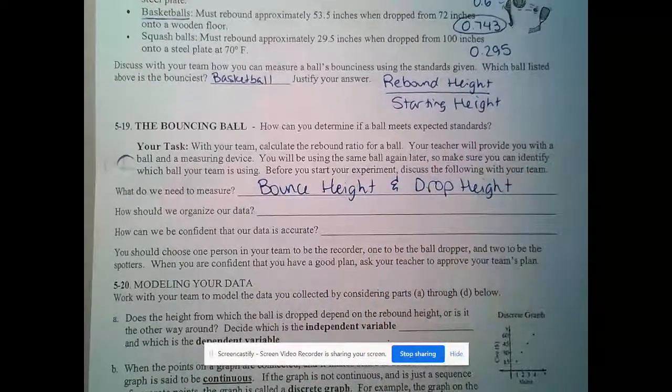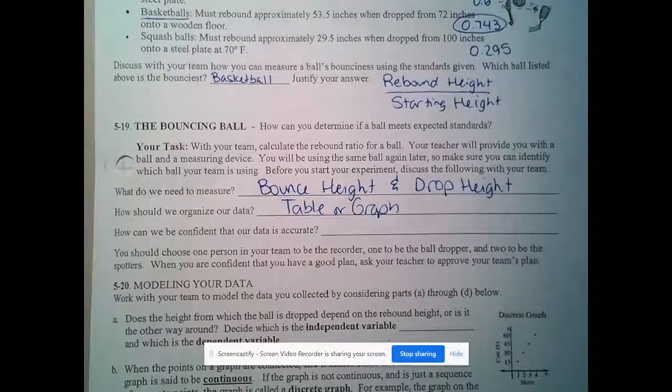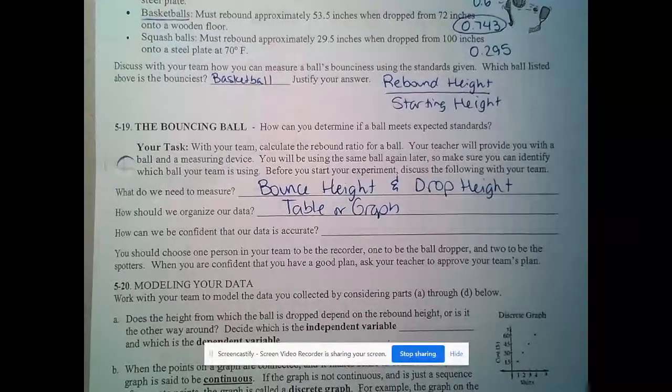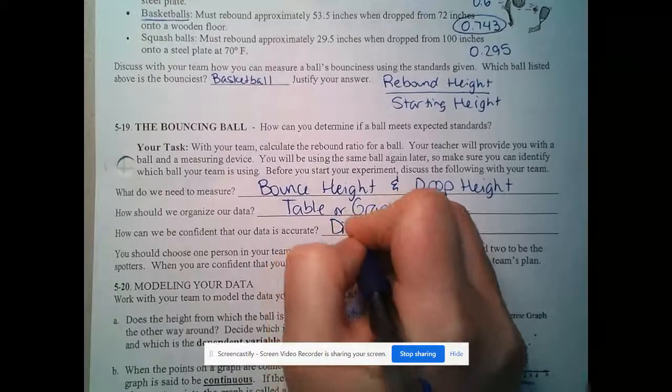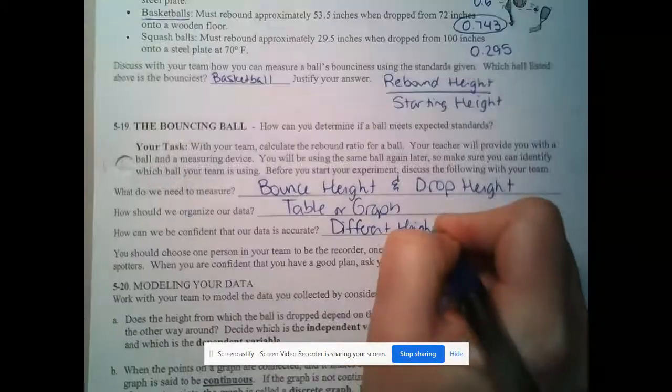How would we organize our data? We could organize it in a table, or we could organize it in a graph. How can we be confident that our data is accurate? So a couple things that we can do. We can make sure that we test it at different heights, right? We don't want to just test it at one height.